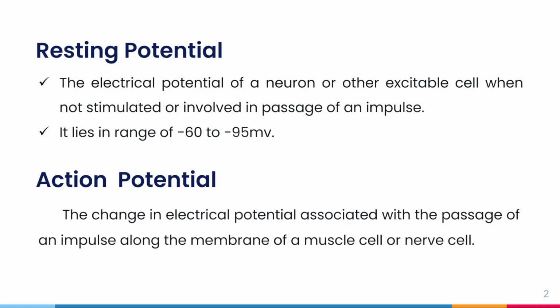What is resting potential? Whenever there is a passage of impulse involved in the nerve cells or muscle cell, the electric potential ranges between -60 to -95 millivolt, which is known as resting potential. The change of resting potential when the passage of impulse is involved in the muscle cell or nerve cell is known as action potential.